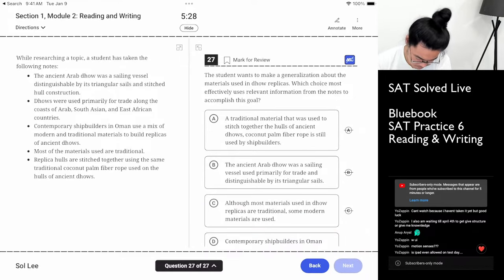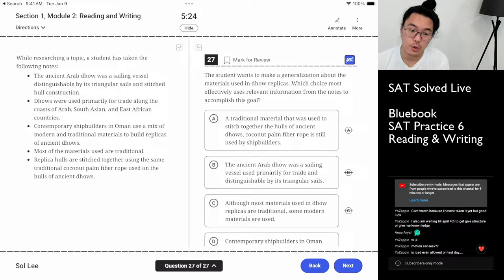Threatened. Okay, there we go. That one actually tried to force you to read the whole thing. I don't think you could have gotten that one right without reading the whole thing. I'd have to go back and analyze to be sure, but yeah. Generalization about the materials. Here we go.